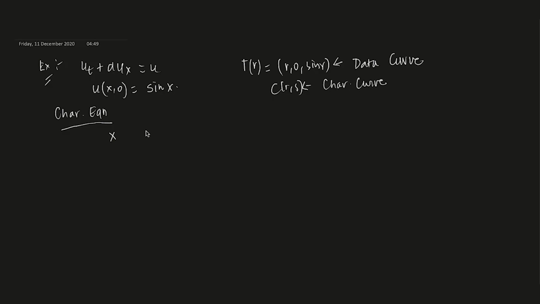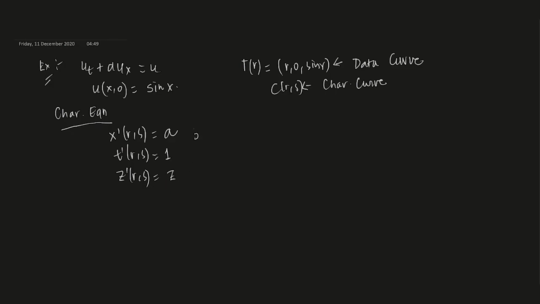Okay, so we are writing the characteristic equation. It is given by x prime Rs, which corresponds to x. This is A, right? And t prime Rs corresponds to ut, which is 1, and z prime Rs corresponds to whatever is on the right-hand side. Here it is u, so u is z, because u is the height. So z represents the height. So this is z.